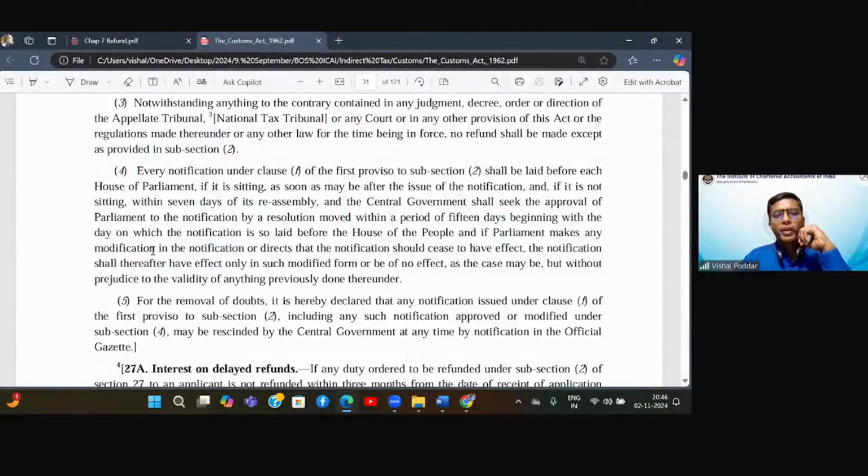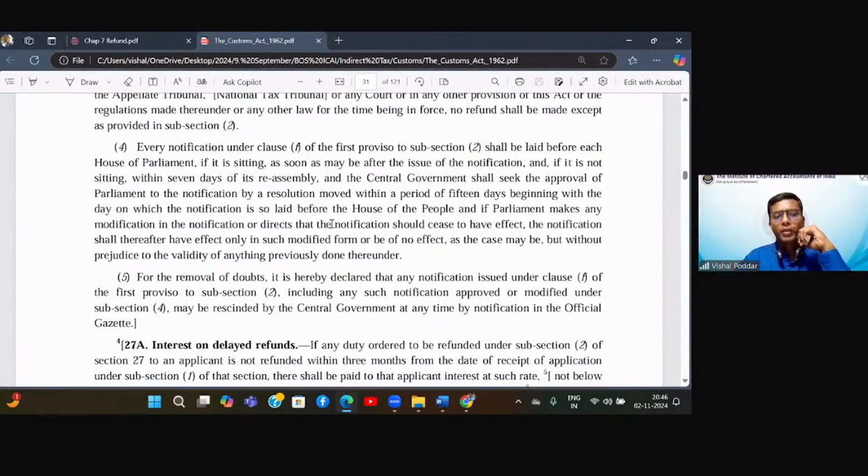If the parliament makes any modification in the notification or directs that the notification should cease, so either they accept, they reject, or they modify, the notification shall thereafter have effect only in such modified form, or where they have rejected, be of no effect, as the case may be, but without prejudice to the validity of anything previously done.